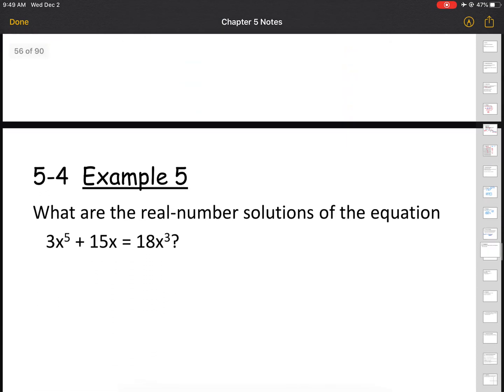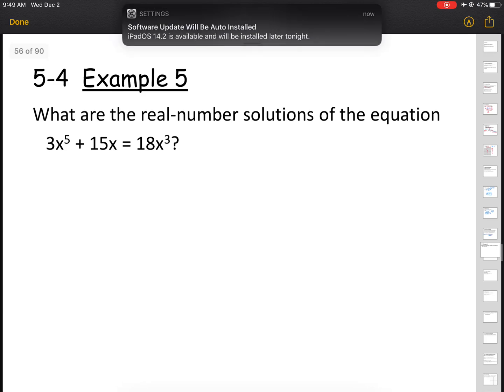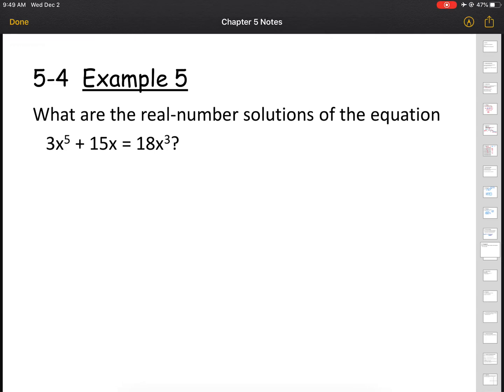Alright. In example 5, we have, what are the real number solutions of this equation here? So first I want to make sure it's set equal to 0. So I'm going to move the 18x to the third power to the other side, and put it in between those two first terms so that we have it in standard form. So 3x to the fifth power minus 18x to the third power plus 15x equals 0.